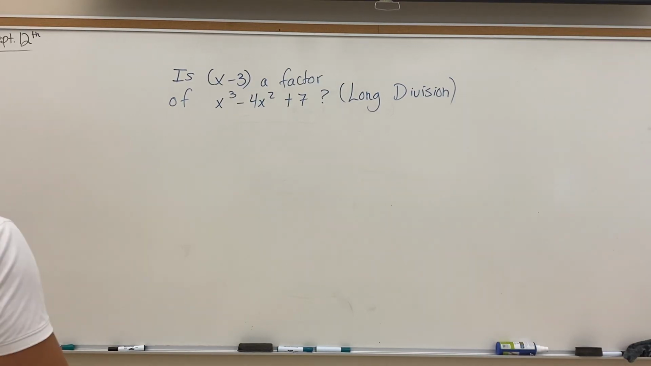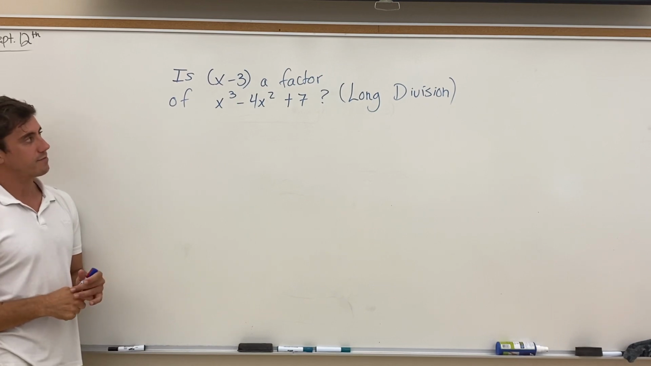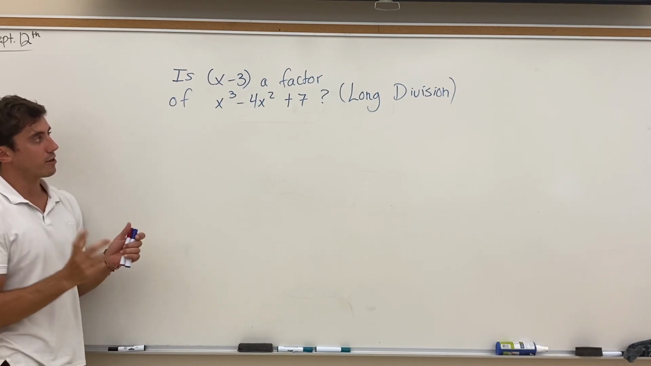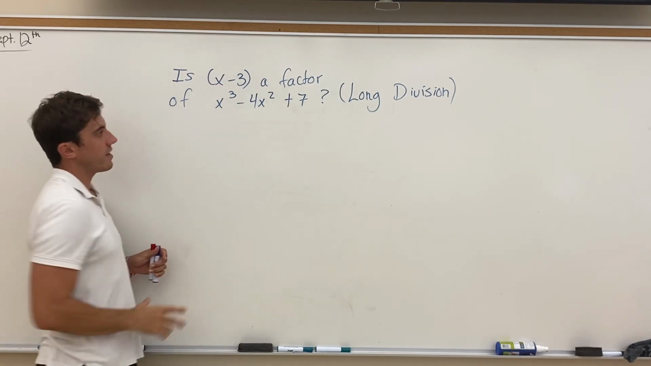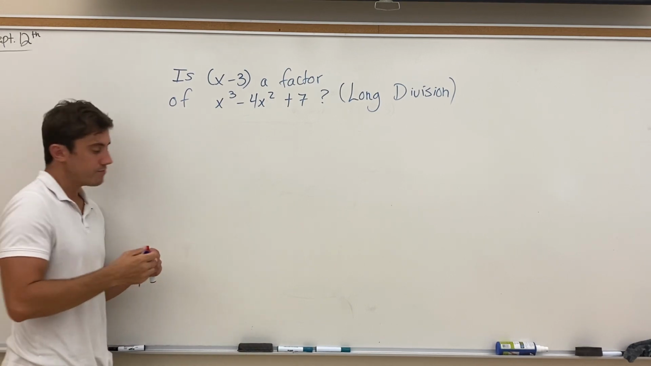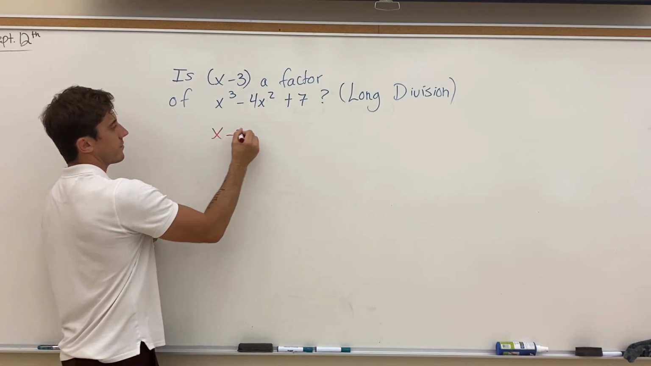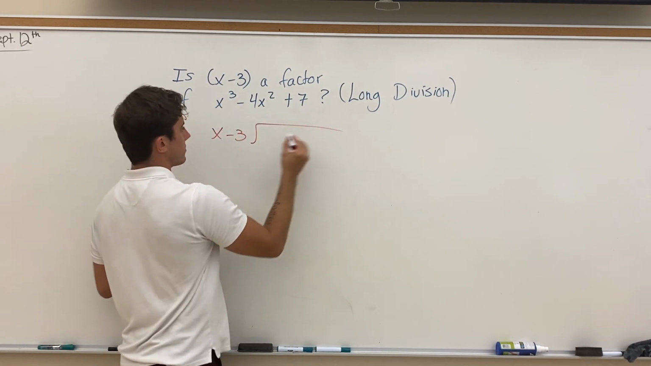Good afternoon, everyone. Today we're going to do a quick example of using long division to figure out if x minus 3 is a binomial factor of our cubic function x cubed minus 4x squared plus 7 or not. Okay? So again, we're going to use long division, so we're going to set it up the same way we always have for many years now.